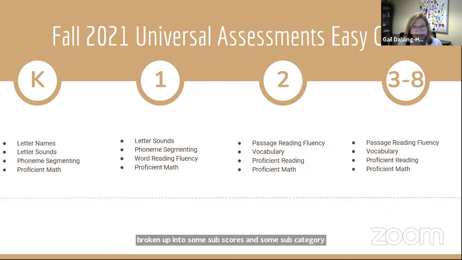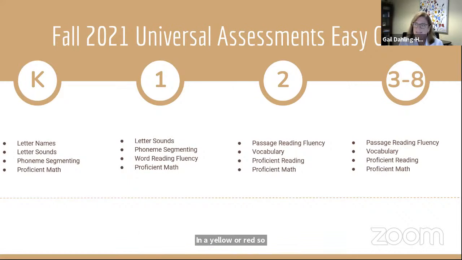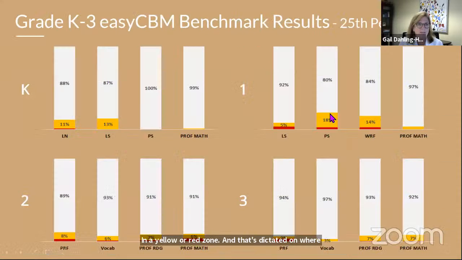And the way the test is designed is that it flags groups of students that fall beneath the 25th percentile in a yellow or a red zone. And that's dictated on where they fall in different cut scores on that universal screener. So this is just an overview of students that were tested and the students that fell beneath the 25th percentile.